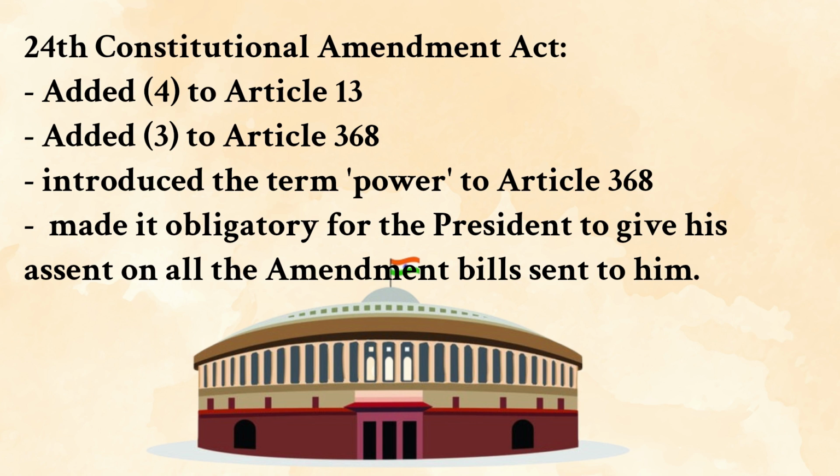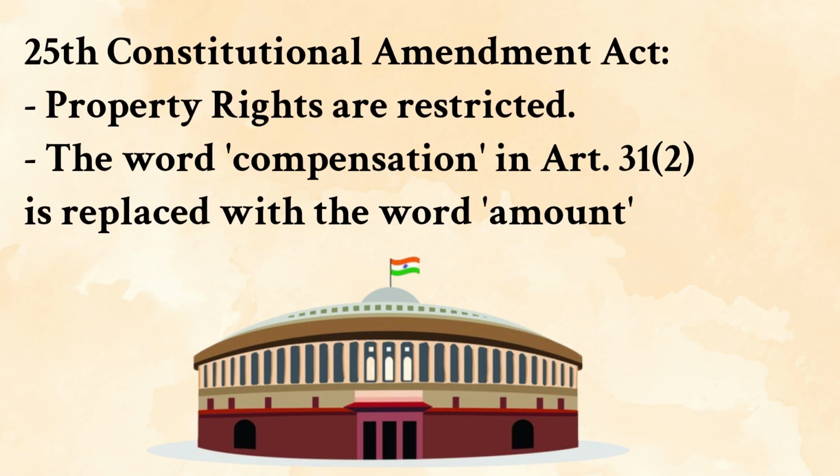It also made it obligatory for the President to give his assent on all the Constitution amendment bills sent to him. The Parliament tried to draw a line between the procedure in an amendment and ordinary law through the amendment. Through the 25th Constitutional Amendment, the property rights are restricted.